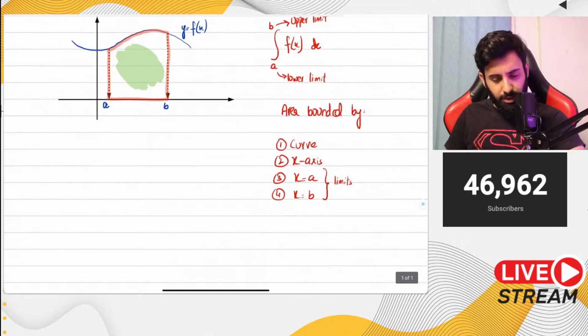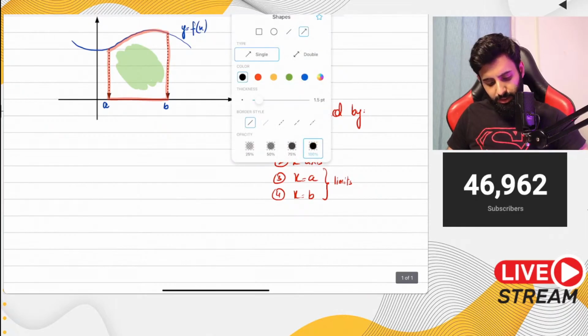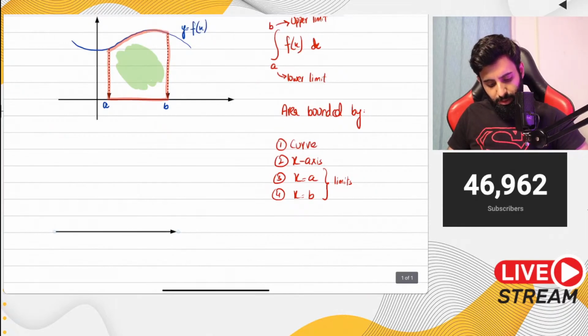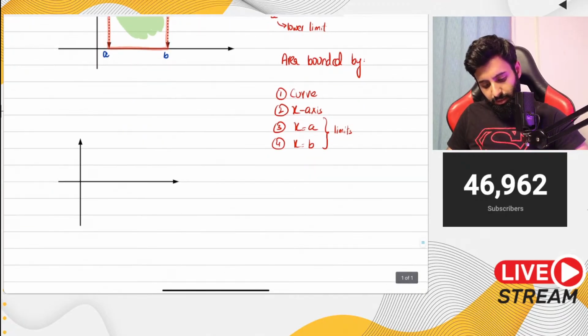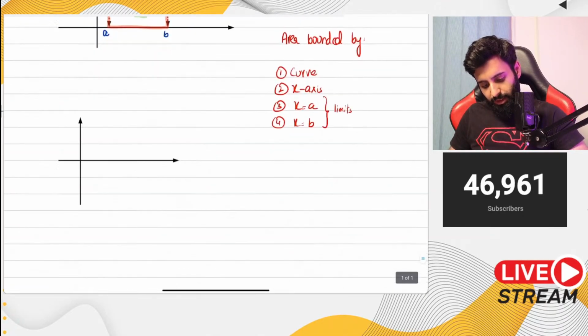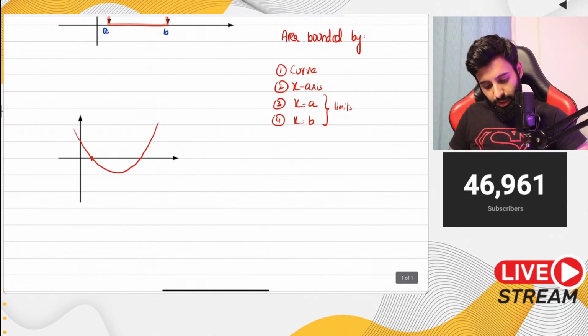Okay, now a couple of things to remember is that what happens if the area is below the x-axis? If the area is below the x-axis, then remember your answer will turn out to be negative. So let's say you have something like this. Okay, so this is what the curve is, and you want to find out this area right here, the area that I'm now highlighting in green.